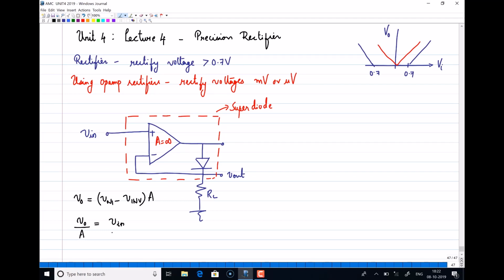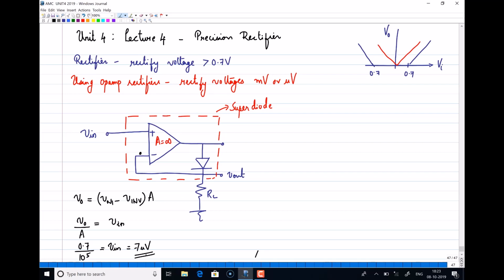So the V inverting voltage initially, assume that the drop across the resistance is 0. So I can write the output voltage by A as V in minus the inverting voltage, which is 0. Now if this diode is on, the output voltage will be 0.7 divided by, let us say, a value of A as 10 to the power of 5, a very large value. That means your V in can be as small as 7 microvolt.